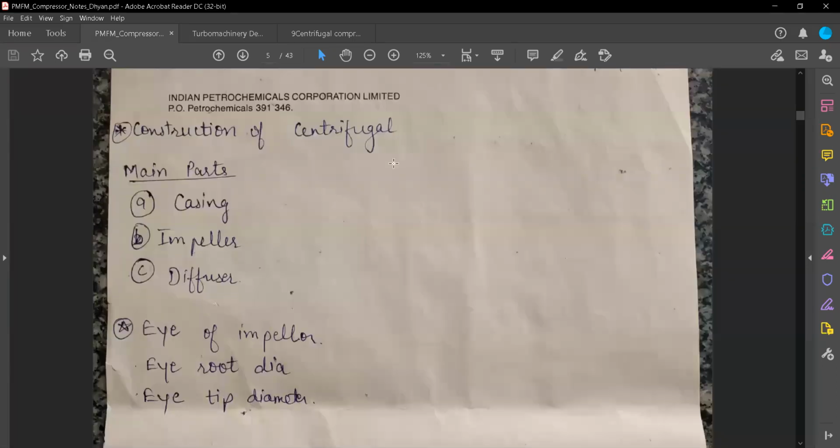So now we have seen the constructional features. In the next video, we'll see how we are going to model the centrifugal compressor, how the velocity triangles will look, and we'll derive the energy equation, the pressure ratio equation, and so on. We'll go about the numericals at the last.